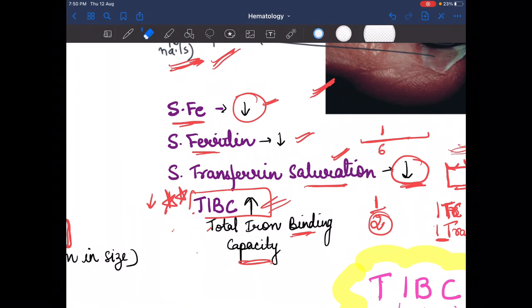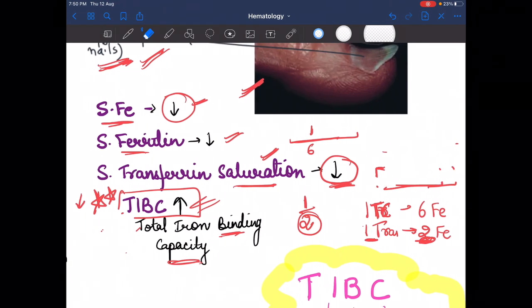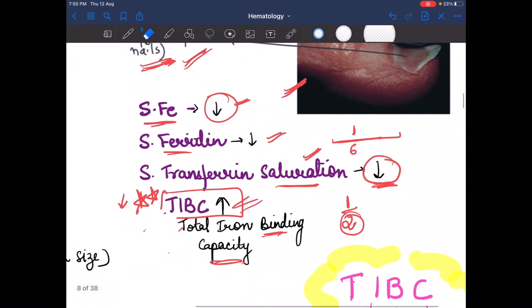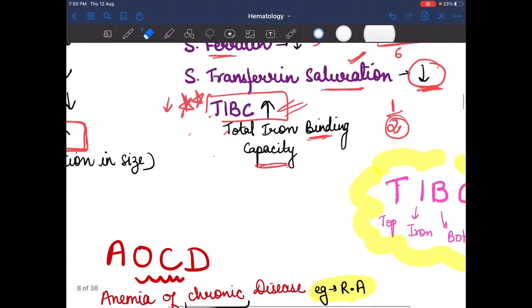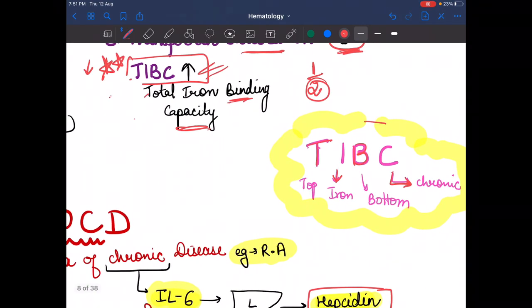So we see the TIBC value is increased and the serum transferrin saturation is reduced. We can also remember it by this trick: TIBC, T means top, TIBC value at the top means increase in iron binding, iron deficiency, and B means base, means bottom, decrease in C, C means chronic conditions. So in chronic conditions TIBC is reduced, and in iron deficiency TIBC increases. This is a mnemonic for remembering whether TIBC value increases or decreases: T for increase in iron deficiency, and B for bottom in chronic conditions.